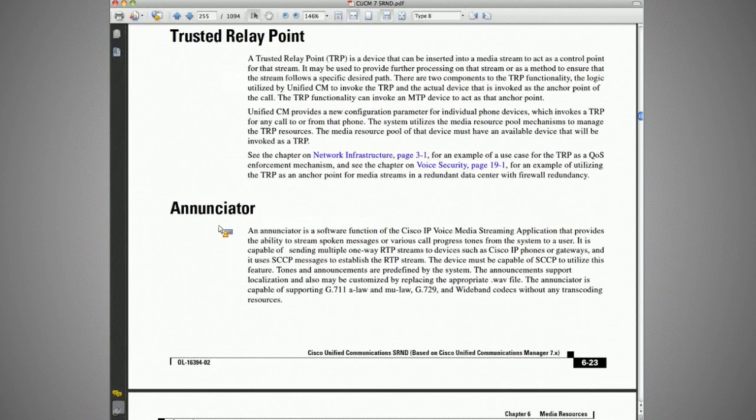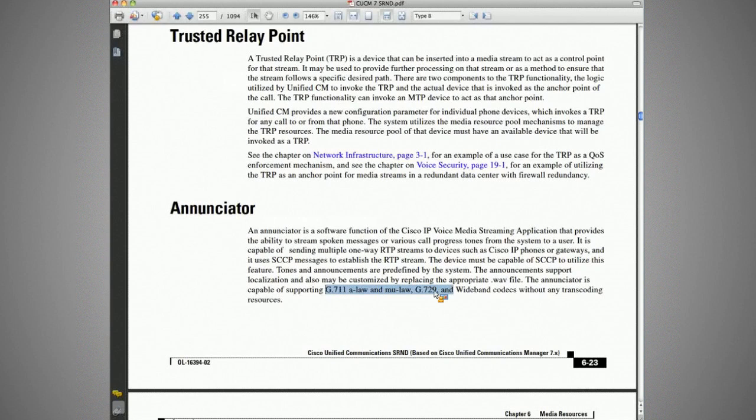Okay, we also have an enunciator, and an enunciator is what typically provides us with error messages such as your call cannot be completed as dialed, please check the number and call again, or you've exceeded your precedence level, or whatever the message is that we choose when we block a call. We'll take a look at that today. The one important thing to note is that the device must be capable, since the enunciator actually uses skinny messages to initiate that RTP stream, the device must be capable of SCCP to utilize this feature.